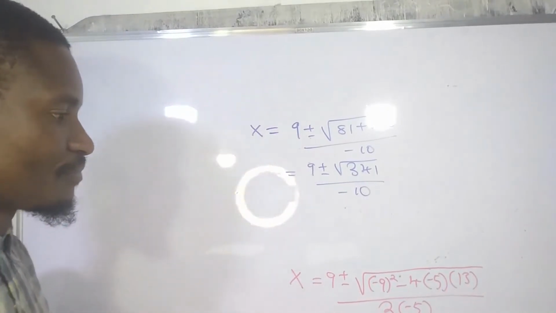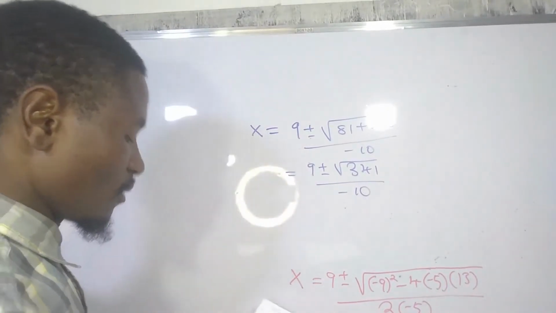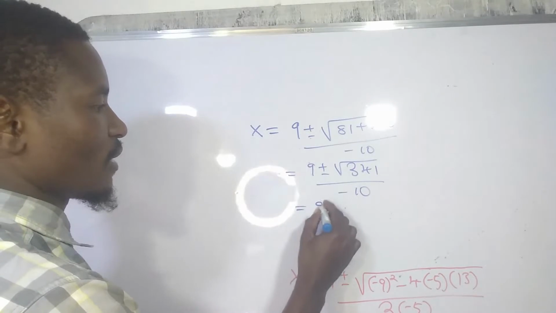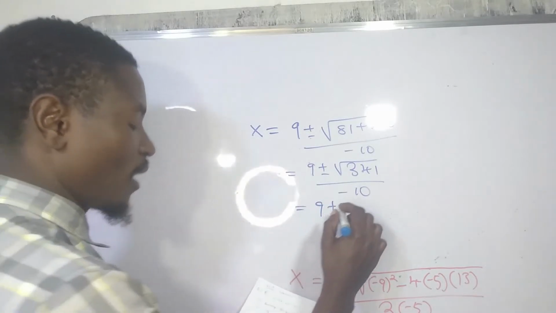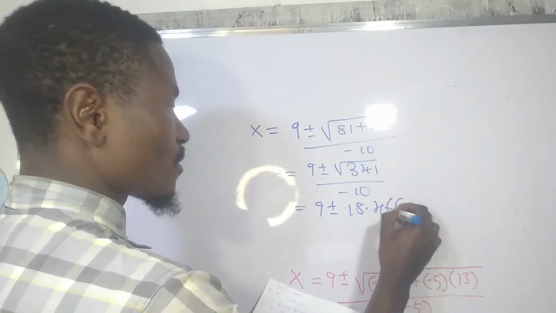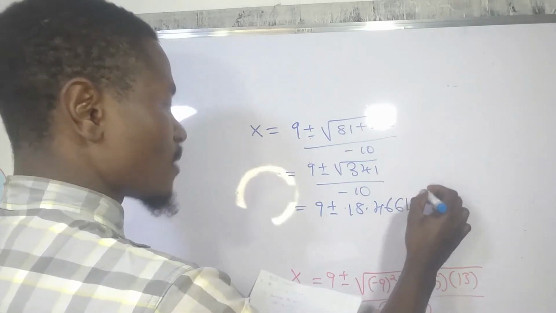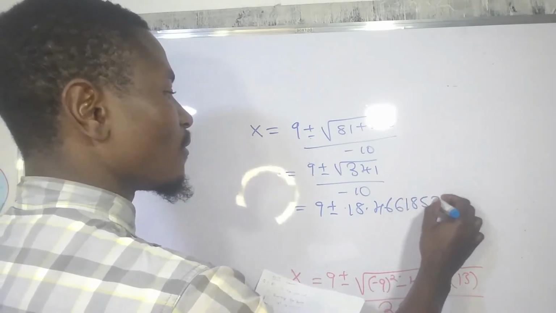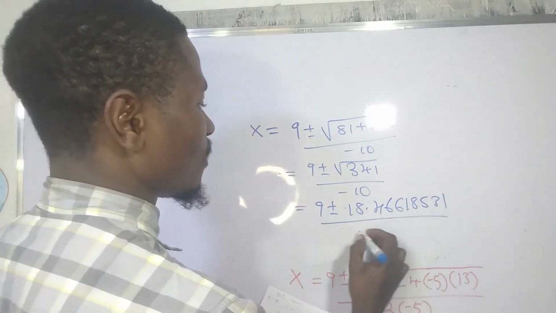And then now you have to find the square root of that number. So the square root is 18.466, so 18.466 divided by negative 10.